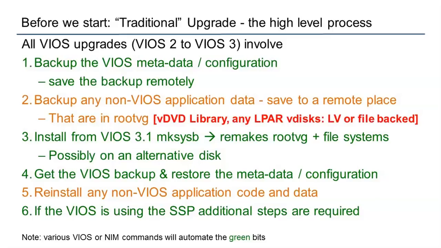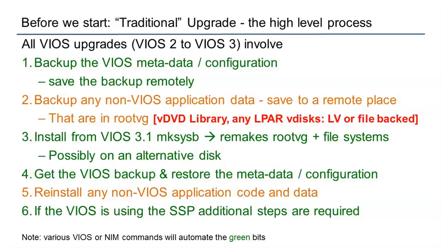Then there's a whole bunch of stuff that I found out the hard way. Oh, I didn't realize that. I forgot about that. Things like your virtual DVD library or your optical library won't be carried over. If you have lots of versions of operating systems, IBM AIX, Linux, whatever it is, they'll all disappear unless you do something about it if they're in root VG.